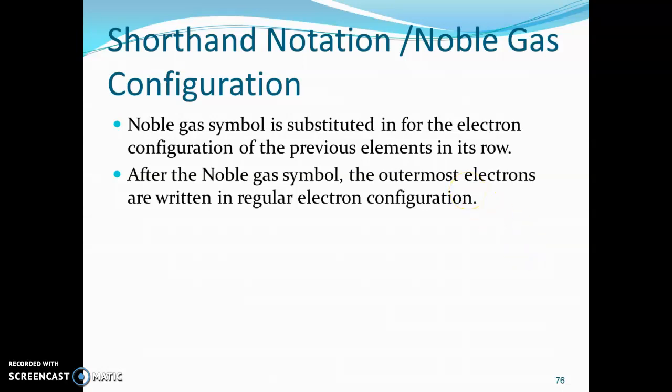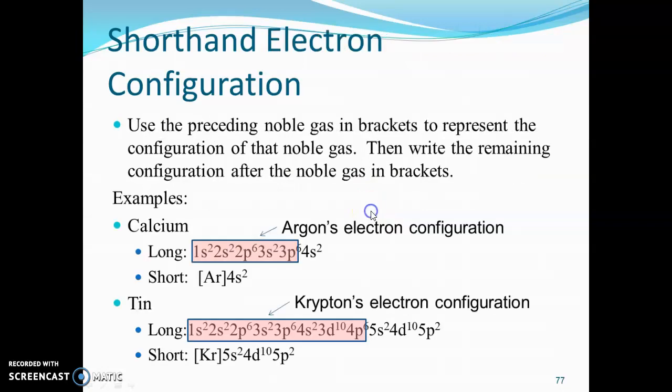Now, you can use shorthand notation or noble gas notation to shorten these electron configurations, and that can be really helpful. So the noble gas symbol is going to be substituted for the electron configuration of everything that it takes to make that noble gas. And then after the noble gas symbol, you put the outermost electrons or the remaining electrons in the configuration. By the way, we put that noble gas in brackets.